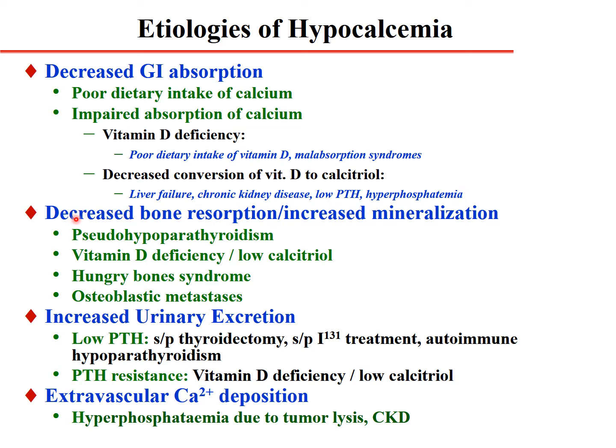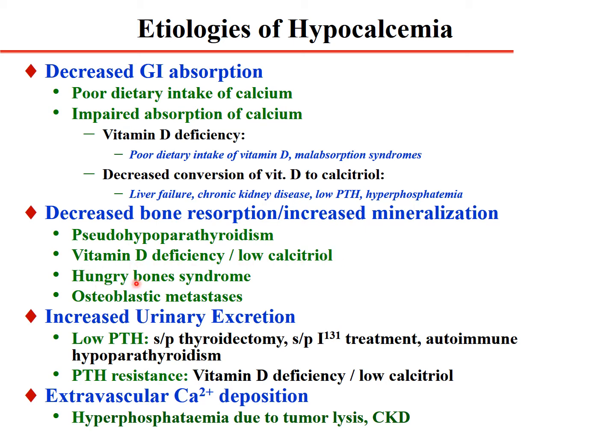Another thing, when we do have a decreased bone resorption and increased mineralization, so bone formation, that can be due to, for example, pseudohypoparathyroidism, when we do have a receptor problem with the PTH, or we do have a vitamin D deficiency when we do have a low calcitriol level.